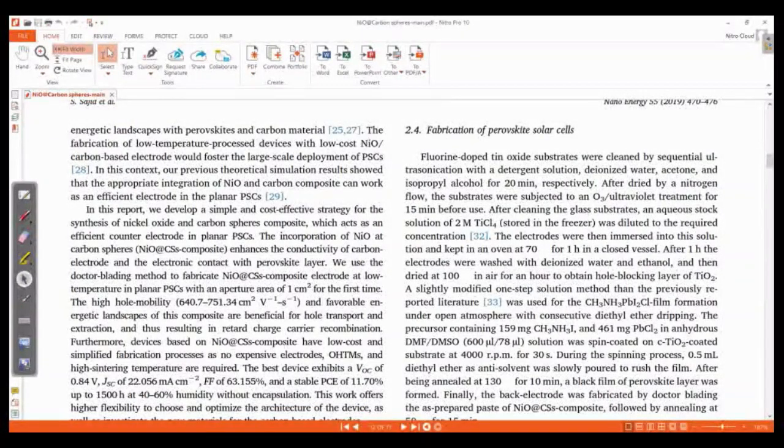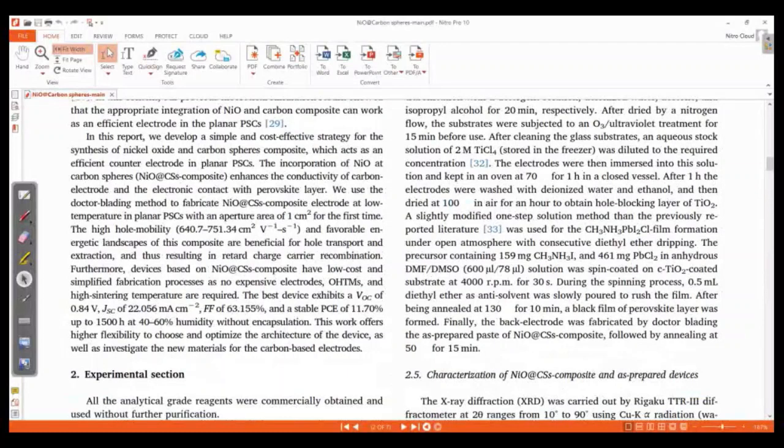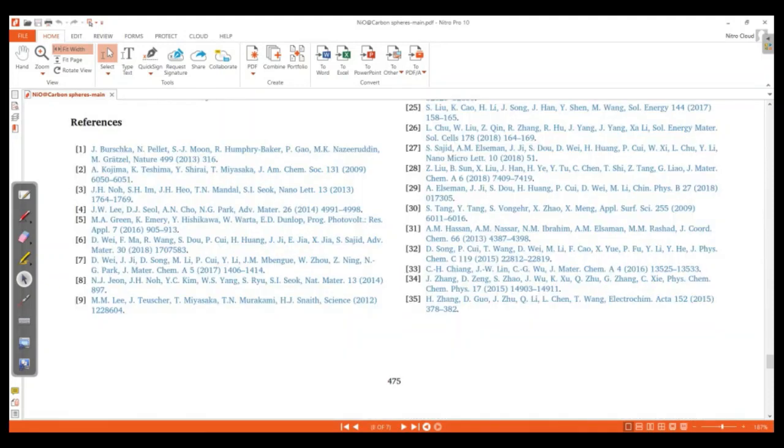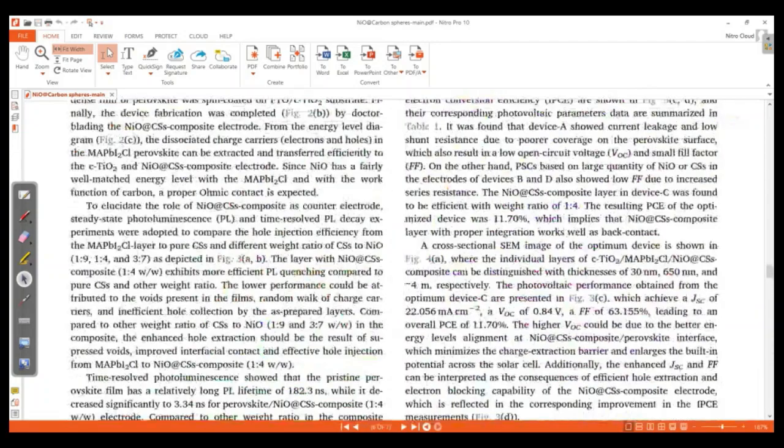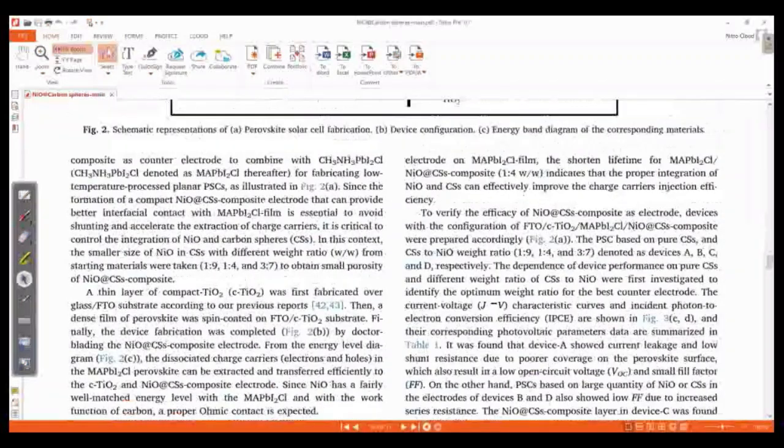And similarly over here, if we read this one: after cleaning the glass substrate, an aqueous stock solution of this much was diluted to the required concentration. So this was actually the method in our lab. These were our lab mates, and we followed the same method again, and it resulted in the same titania thin layer.